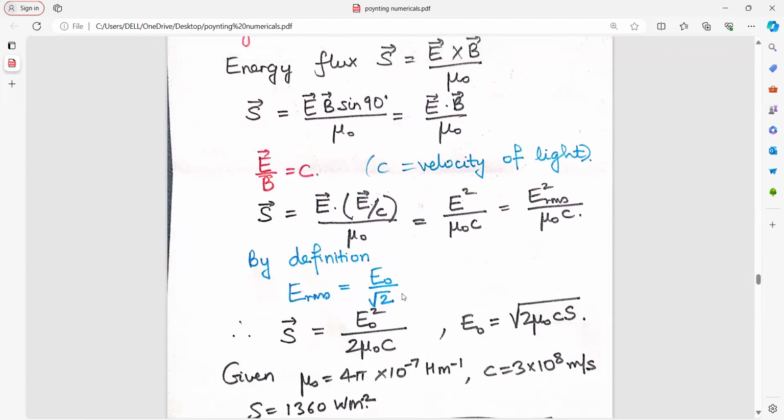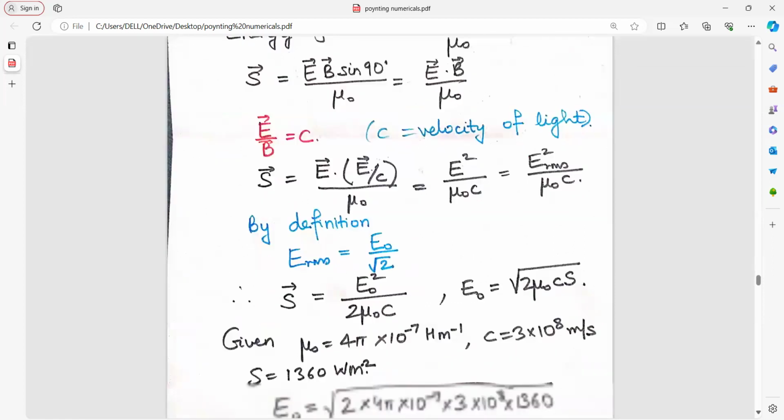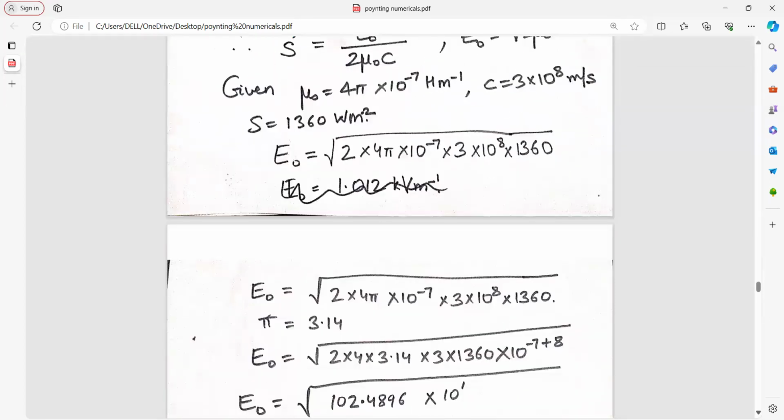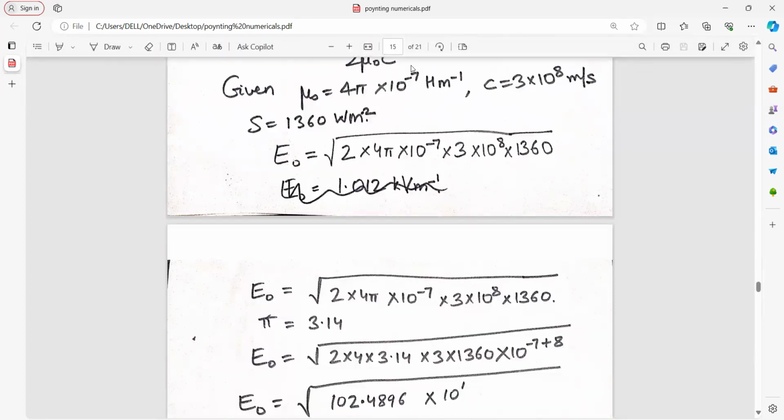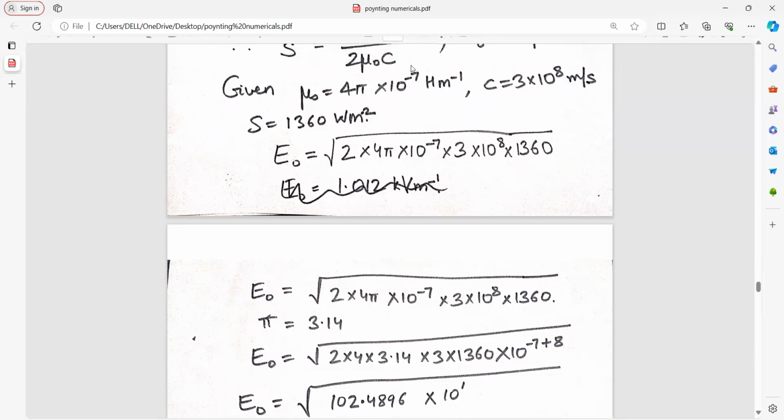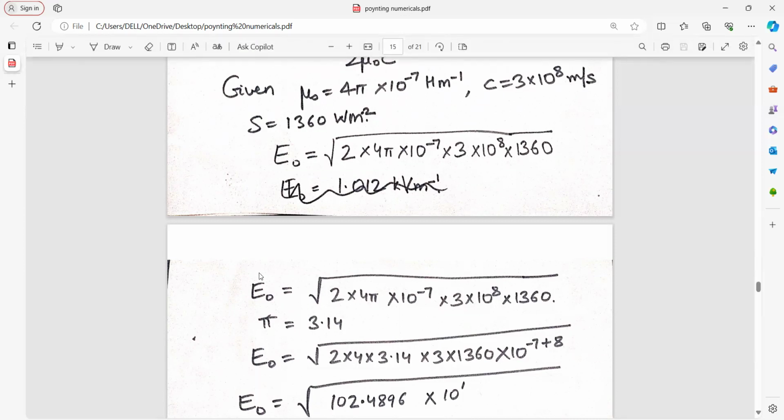From definition, root mean square is equal to E naught upon root 2. So your S becomes E naught square upon 2 mu naught C. This 2 comes from square of root 2. And you get E naught is under root 2 mu naught CS. Now just put the mathematical values here. Mu naught is 4 pi into 10 to the power of minus 7. C is 3 into 10 to the power of 8. And S is 1360. These values you have put, it is a square root which you have to take out.